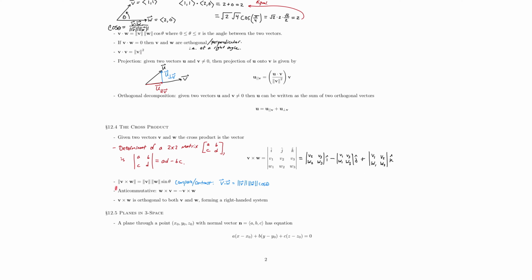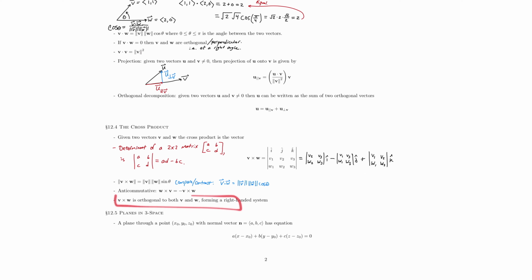The cross product is something that is called anti-commutative. In other words, if we reverse the order in crossing, we get a negative sign. So it's not commutative. It's something that's a little bit different called anti-commutative.